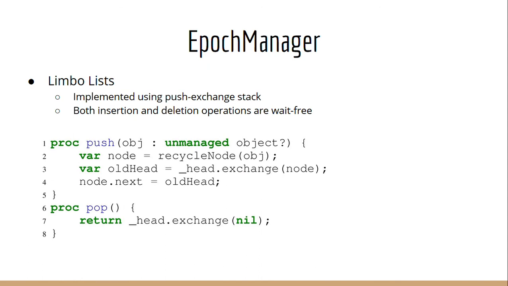Limbo lists have been implemented using a push-exchange stack. Both the insertion and deletion operations are wait-free. Here is the code snippet of the push, that is insert operation, and pop, that is delete operation. As you can see, we only make use of the atomic exchange operation. This allows the list to function correctly without requiring any compare and swap operation or ABA protection, making the list highly efficient.